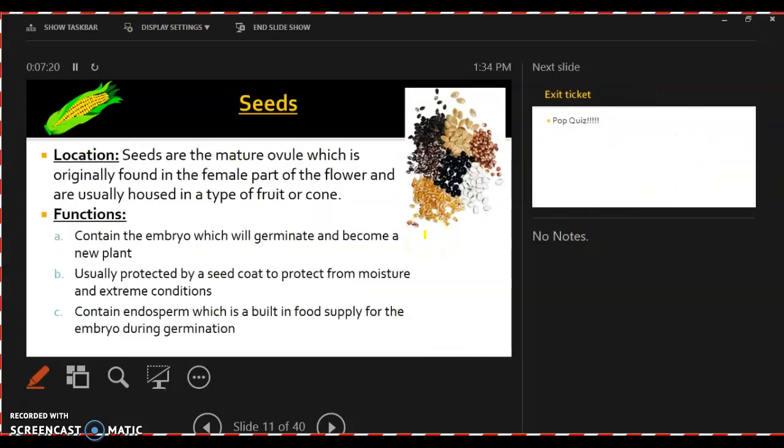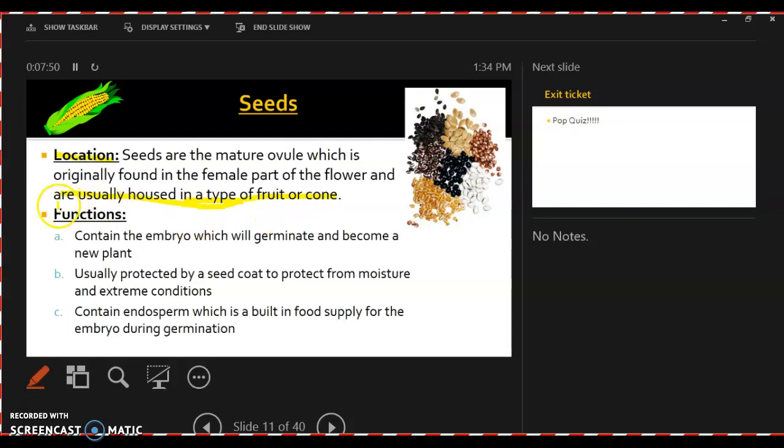Alright, so the seeds. The seeds are the mature ovule, which is originally the female part. Know that the seeds are housed in a type of fruit or a cone. So when it talks about cone, you've got to think about pine cones. When you see pine cones on the ground, inside of those pine cones are seeds.